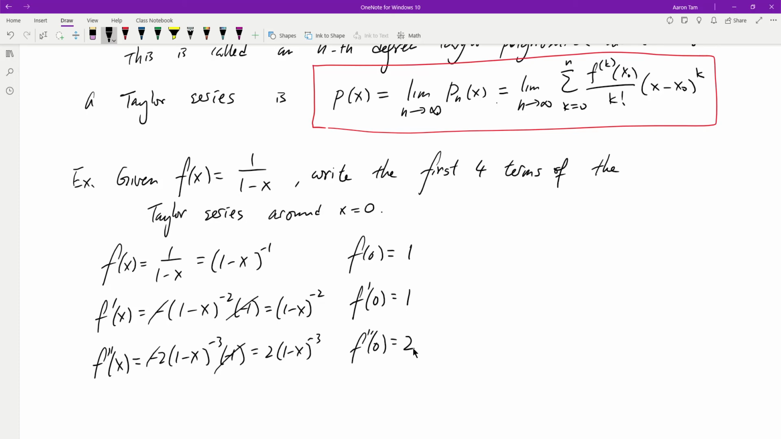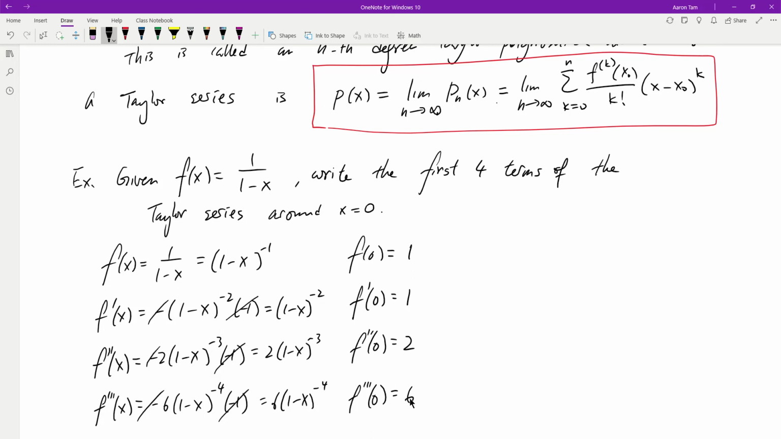And I do need 4 terms, so I'm going to do one more term. So f triple prime of x would equal negative 6, (1 minus x) to the negative 4 times negative 1. So once again, the negatives cancel out: 6(1 minus x) to the negative 4. f triple prime at 0 is equal to 6.